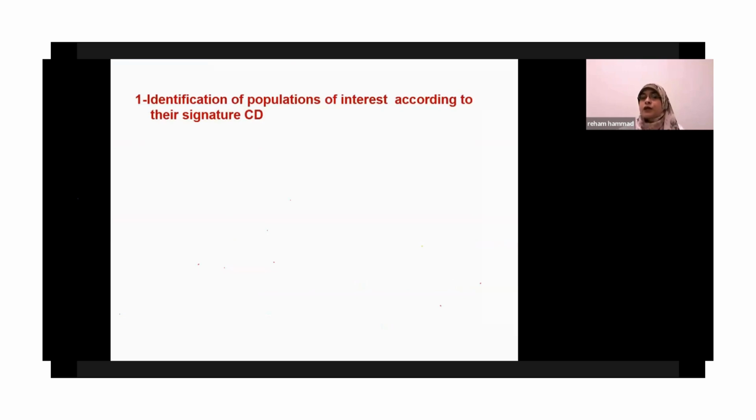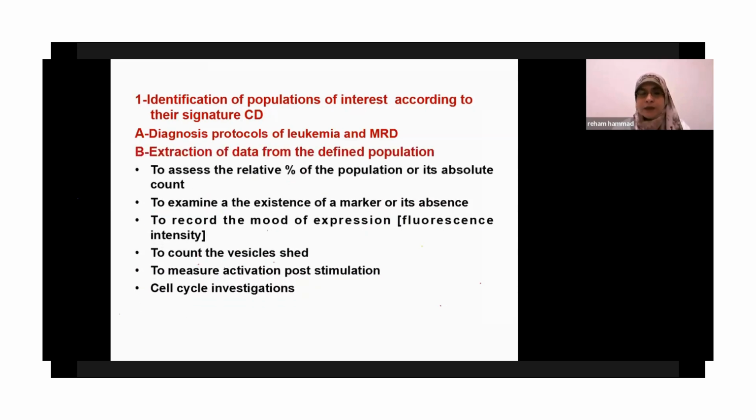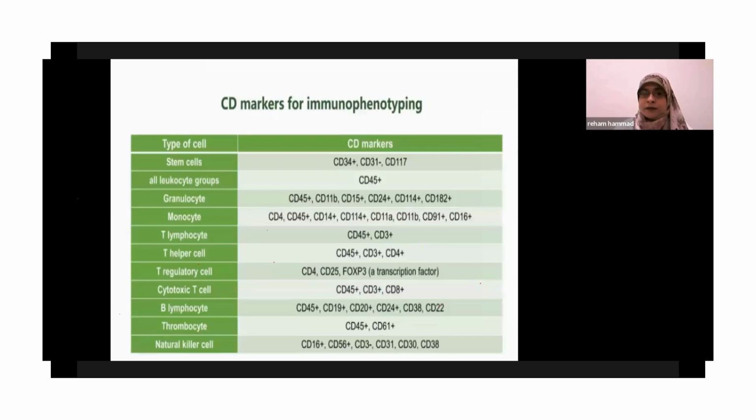First, you identify the population of interest according to the signature of the CD. And by the second session, please, I want you all to revise the table of the signature CDs of each cell so that this will make things easy when we pass through the cases of leukemia and the cases of lymphocytic subpopulations to know things in a much easier way. And then we will diagnose the protocols of leukemia and minimal residual disease, or we can extract the data on the defined population away from the leukemia diagnosis.